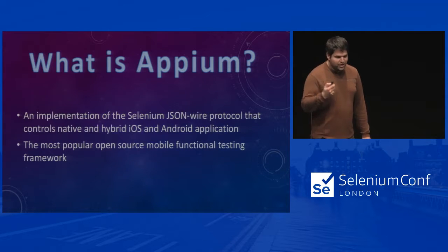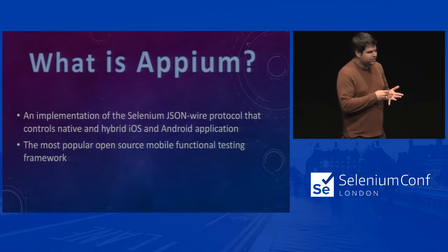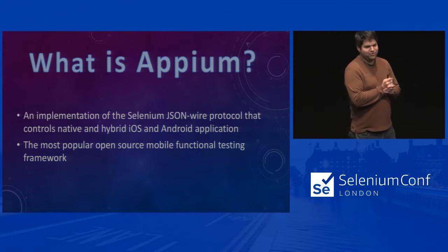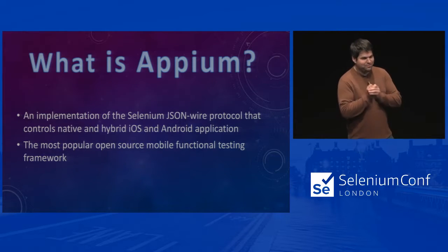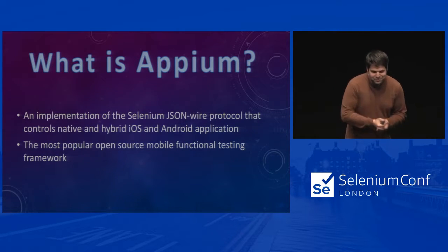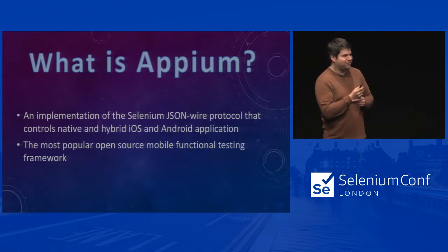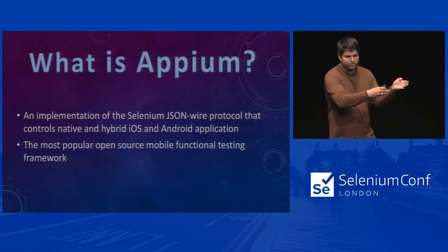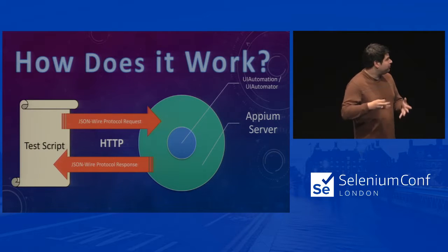Anyways, what is Appium? For those of you who have your head in the sand, Appium is an implementation of the JSON Wire protocol that controls native and hybrid iOS and Android applications. That's a lie because it also controls Windows and Mac applications, but I forgot to update this slide. It's also the most popular open source mobile functional testing framework. I stole that line from someone, but I think it narrows it down enough to where it's technically true. We're kind of popular, but you have to qualify it a bit.